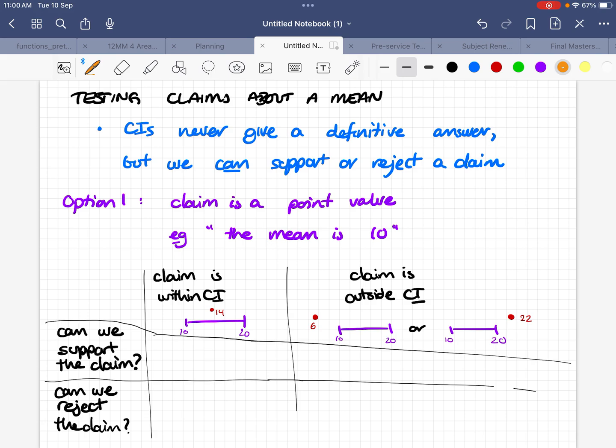This gets really interesting when we start talking about testing some claims. So confidence intervals never give us a definitive answer. If I'm talking about the heights of students studying Stage 2 Maths Methods, I get a confidence interval. Let's say that confidence interval is between 160 and 170. I can't say conclusively that heights are between 160 and 170. If it's a 95% confidence interval, there's a 5% chance that it's not within that range. Even if it's a 99% confidence interval, there's a 1% chance that it's not within that range. So just be careful about making definitive conclusions here.